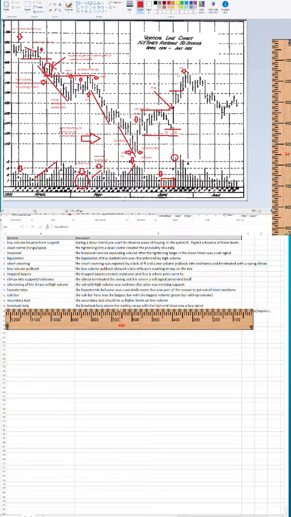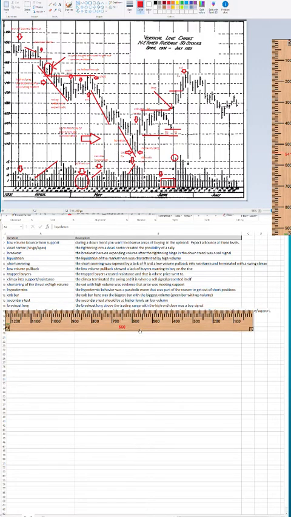Breakout long. The breakout long above the trading range with the high end close was the buy signal. You saw that right there. Right there. That was also a buy signal.